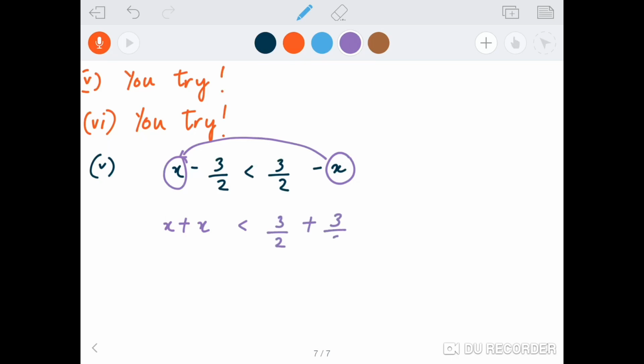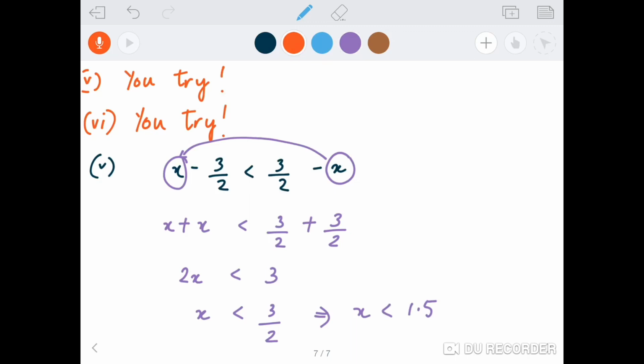I'm going to move another 3 by 2 to the right hand side. So that's going to give me 3 by 2 plus 3 by 2. x plus x is 2x, less than or equal to 3 by 2 plus 3 by 2, which is going to give me a 3. So I'm going to push the 2 down. So I'm going to get x is less than 3 by 2, which means x is less than 1.5.